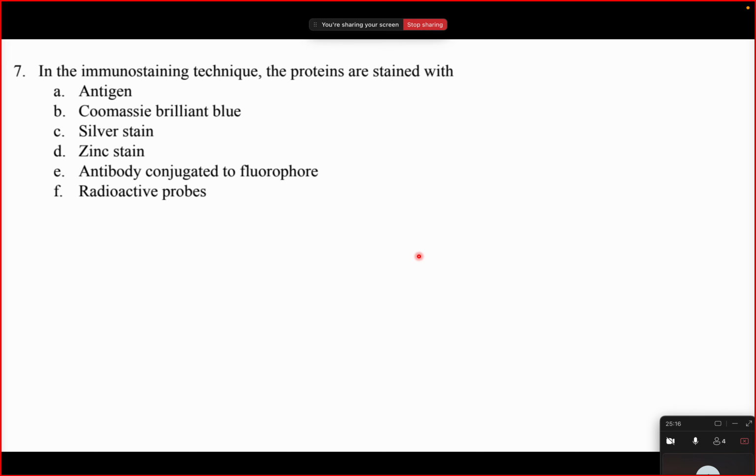The next question for today is: in the immunostaining technique, the proteins are stained with antigen, Coomassie brilliant blue, silver stain, zinc stain, antibody conjugated to fluorophore, or radioactive probes? It's an easy question. We'll give it less than a minute, but still your time starts now.